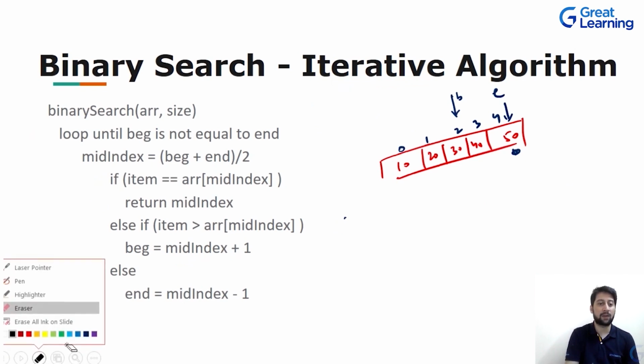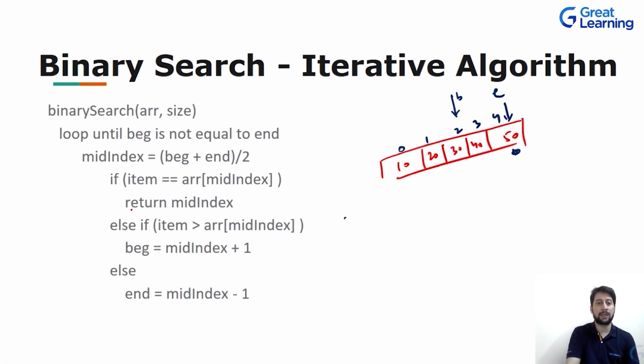Now we'll keep this in mind, that we are not exceeding this limit: beginning should always be less than or equal to end. So this condition should be maintained. And similarly we'll again divide our array and look for the same things. First we'll look for the element, then we'll skip some part of it. So this is the iterative approach for binary search.